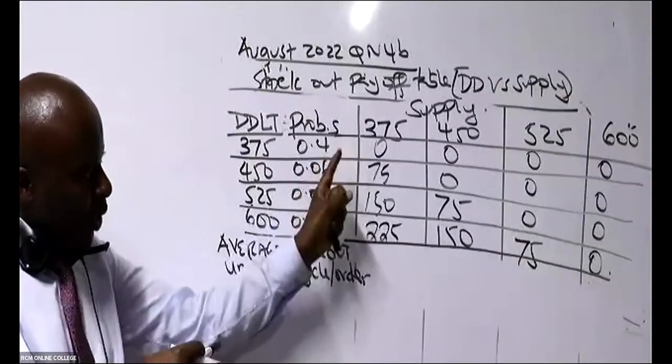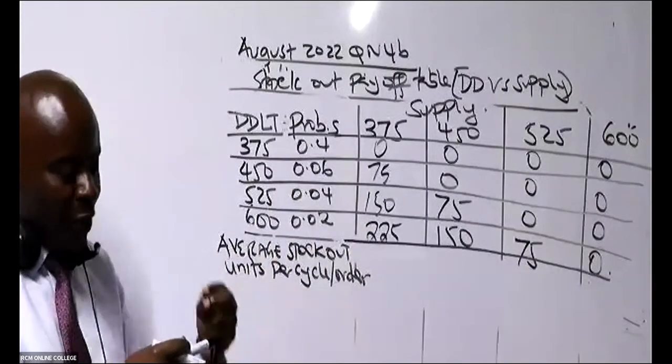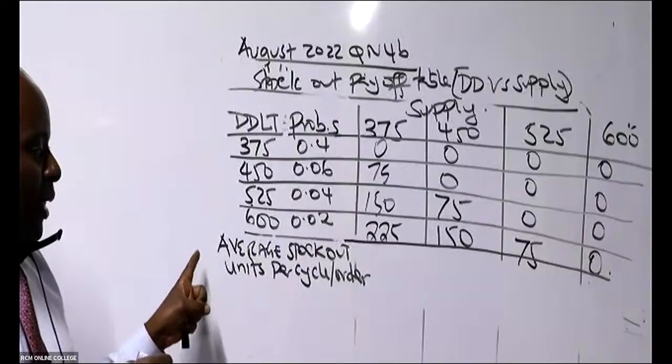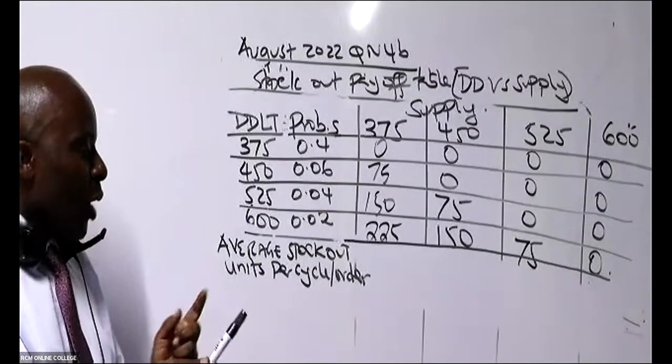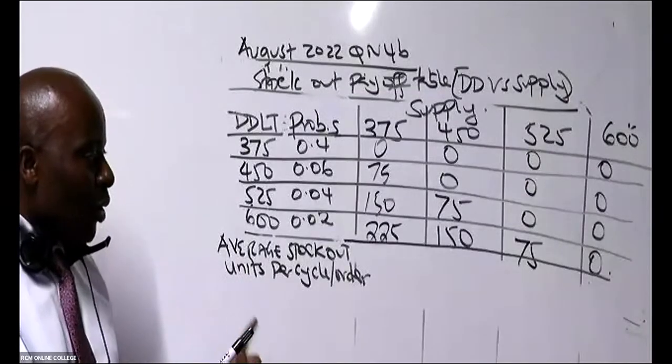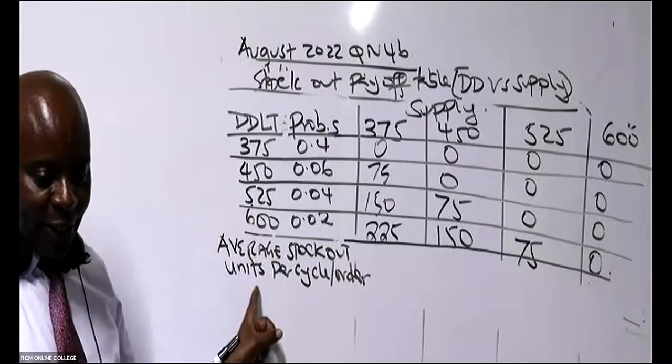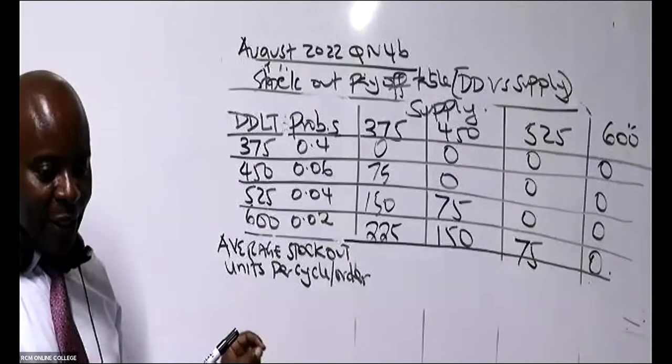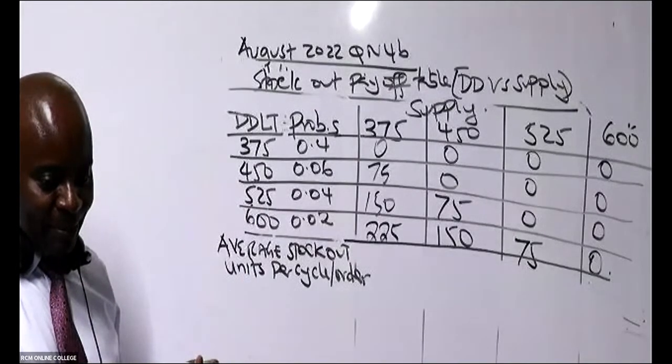Been able to get the stock out, the disappointments. Now you want to average them. So in this case here, remember these are average or expected stock out units. I'm not calling them stock out cost, but units. Per cycle or per order. And how do I get these figures? Already I can see Lavi has given me the figures. How do I get them?